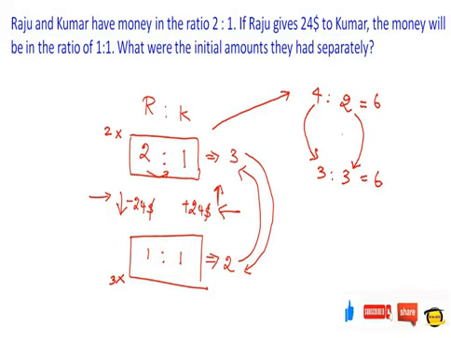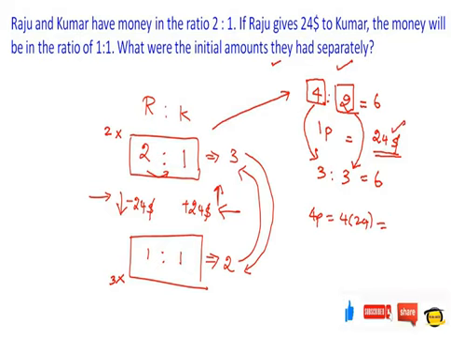Now what we can assume? One part of this money change is equivalent to the $24, right? And now what is the question? What were the initial amounts they had separately? So Raju is having 4 parts of the money, and Kumar is having 2 parts of the money, right? So if one part is 24, 4 parts of the money will be 4 times 24, which is equivalent to $96. So Raju is initially having $96.